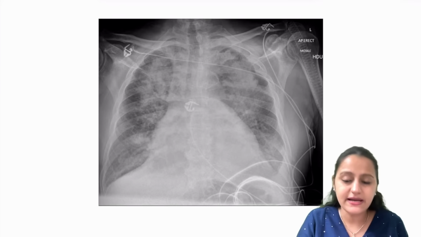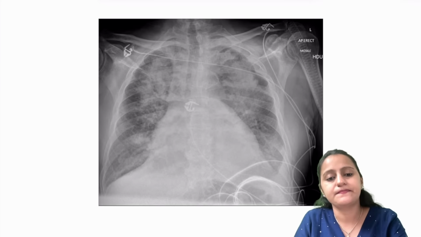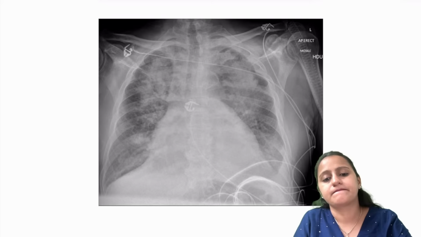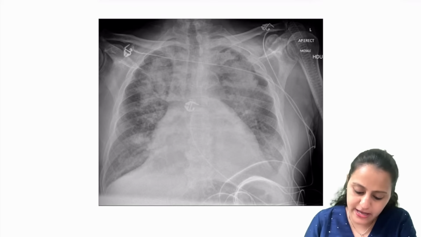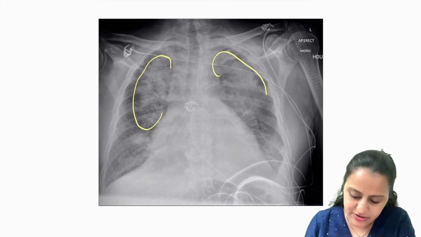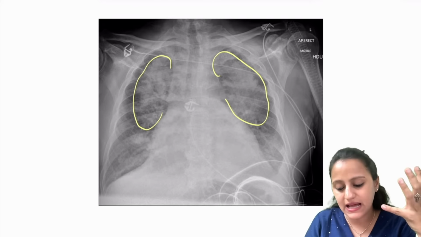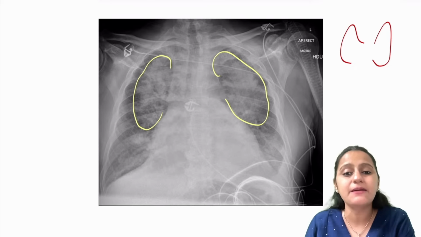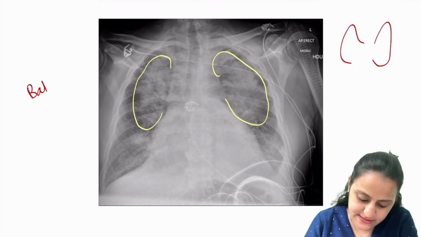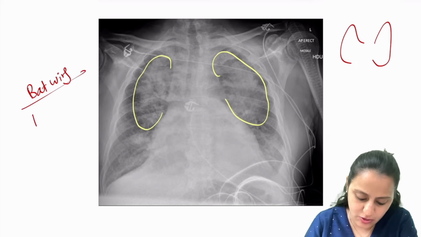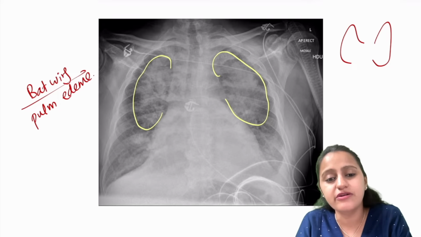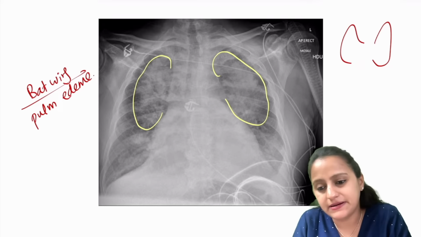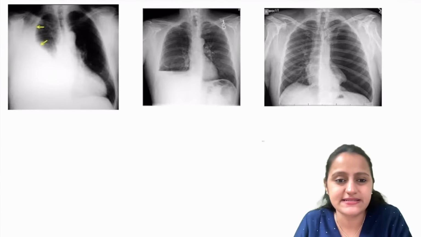What is this one here, guys? What are you seeing here? Look at this bilateral, almost symmetrical opacity in the lung, which gives this bat wing appearance. So this is the bat wing appearance of pulmonary edema. Okay, bat wing appearance of pulmonary edema. Correct. Has been asked in recent exam.